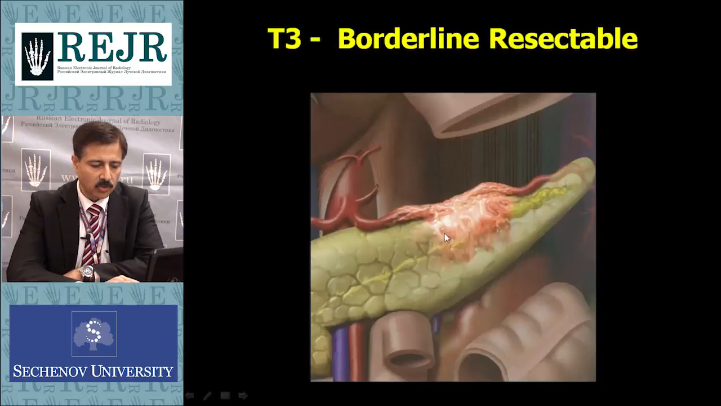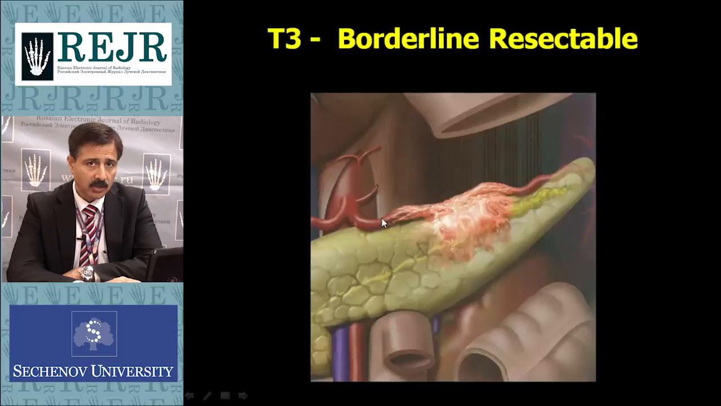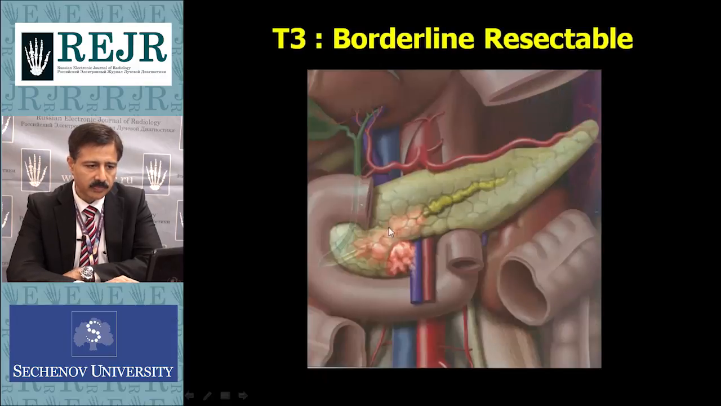Now this time the tumor is sitting at the body of the pancreas. It is invading the splenic artery. So in this kind of lesion, it all depends how fit the patient is, etc. We can remove the pancreas and the tumor, and we can also do a splenectomy. So this remains a borderline tumor.